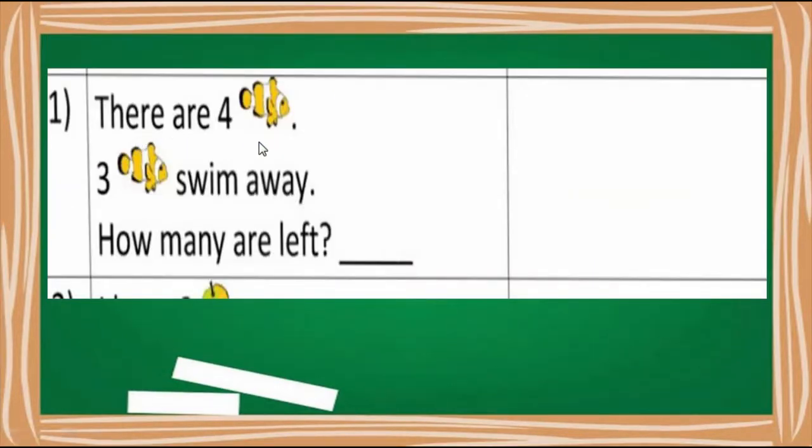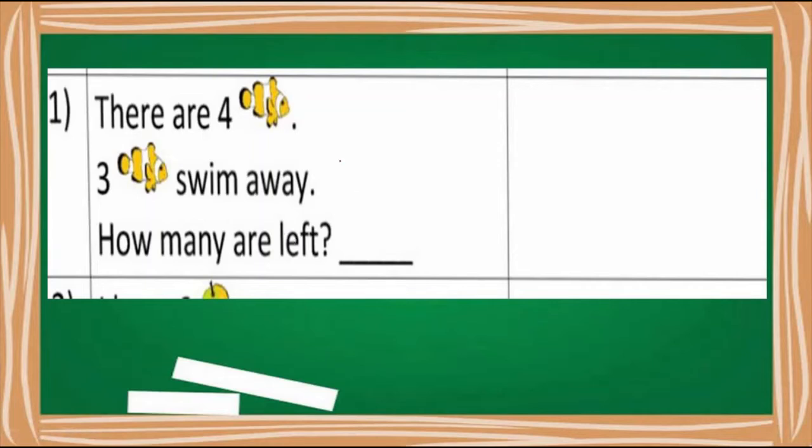Look, these are problem sums. Okay, so in subtraction, how can we solve the problem sums? Let's see what we have to do. Read with me. There are 4 people. 3 people swim away. How many are left? How can we solve this? How can we find out the remaining person?